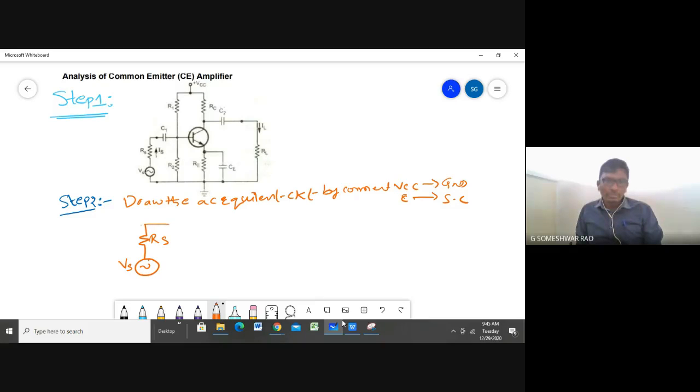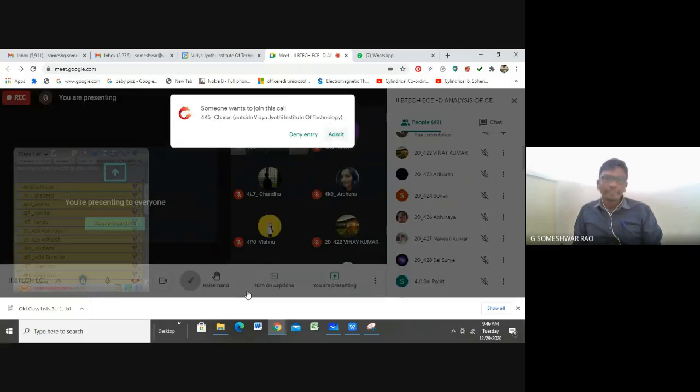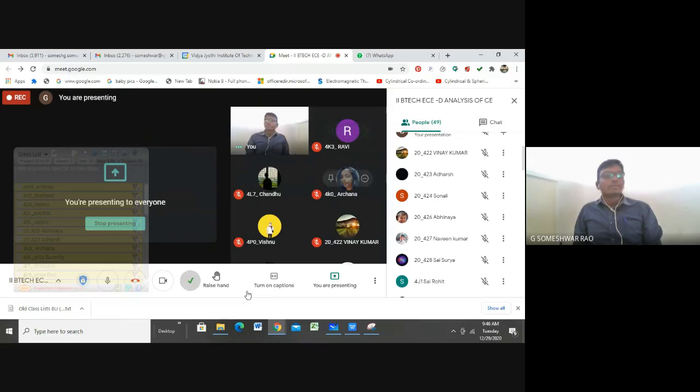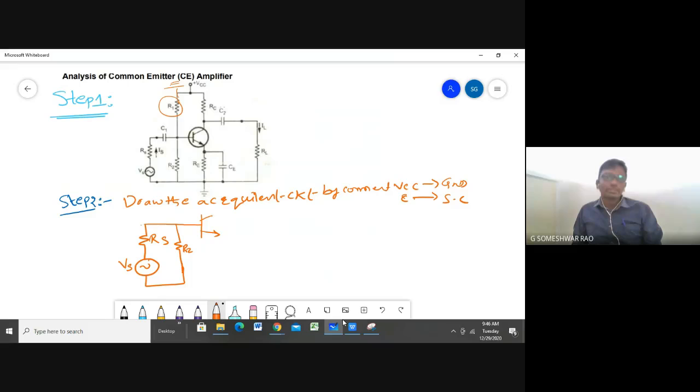Make sure that you have already drawn this circuit diagram. Now if you observe, this is R2, and this is R1, which we have connected to ground. So therefore R1 will be something like this.